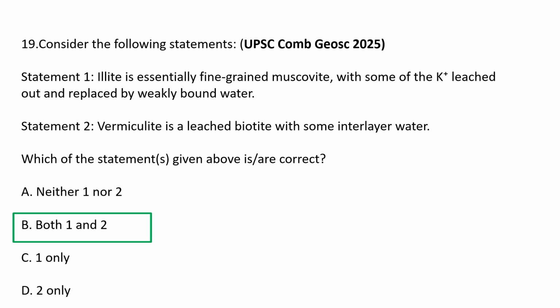And statement 2, vermiculite, it is a leached biotite with some interlayer water. Essentially, vermiculite is considered as a leached form of biotite, meaning that when biotite undergoes weathering processes, particularly the leaching of potassium ions, it transforms into vermiculite. The structure remains similar, but the loss of the potassium allows for a significant expansion when hydrated, which is the key characteristic of vermiculite. So both the statements 1 and 2 are correct. So B is the correct option.